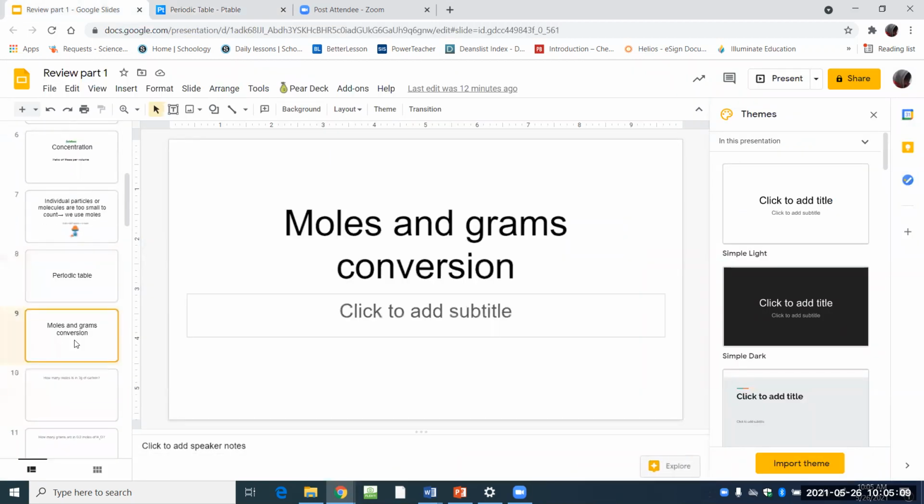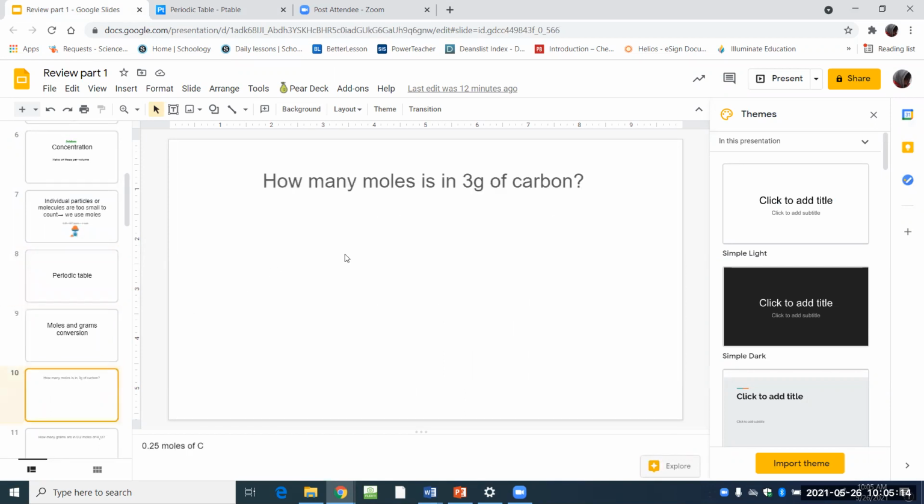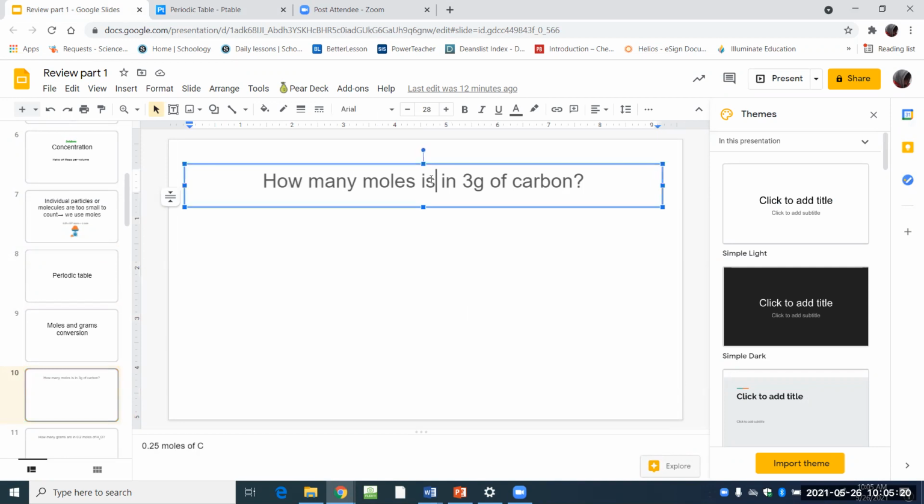All right, so then we need to talk about converting from moles to grams or grams to moles. So here's our first problem. The question is asking how many moles are in 3 grams of carbon. Okay, so let me start annotating here.